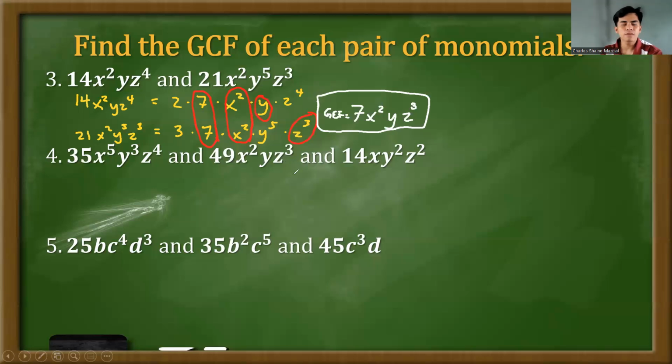So ang GCF ng 14x squared y z raised to 4 and 21x squared y z raised to 5 z cubed is 7x squared y z cubed.